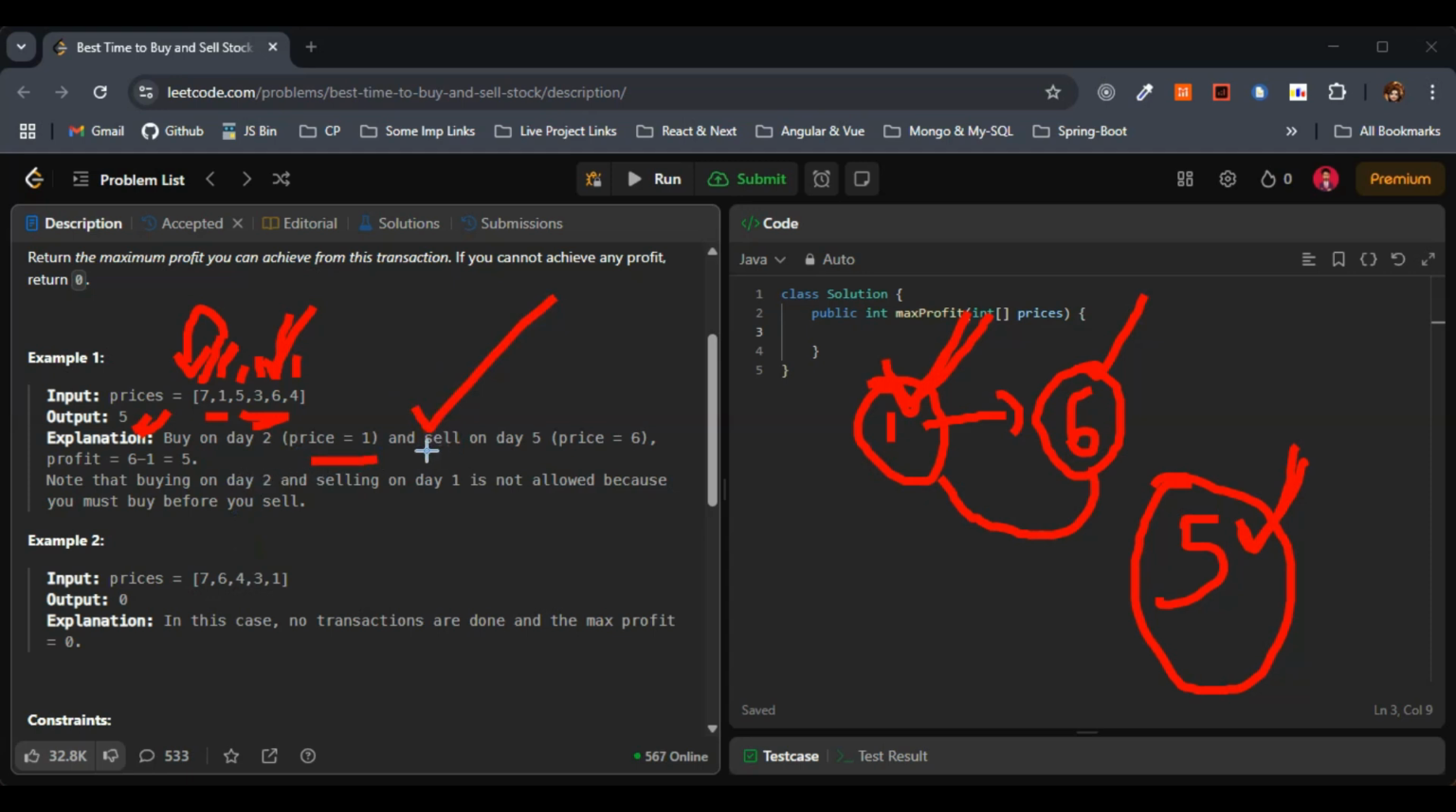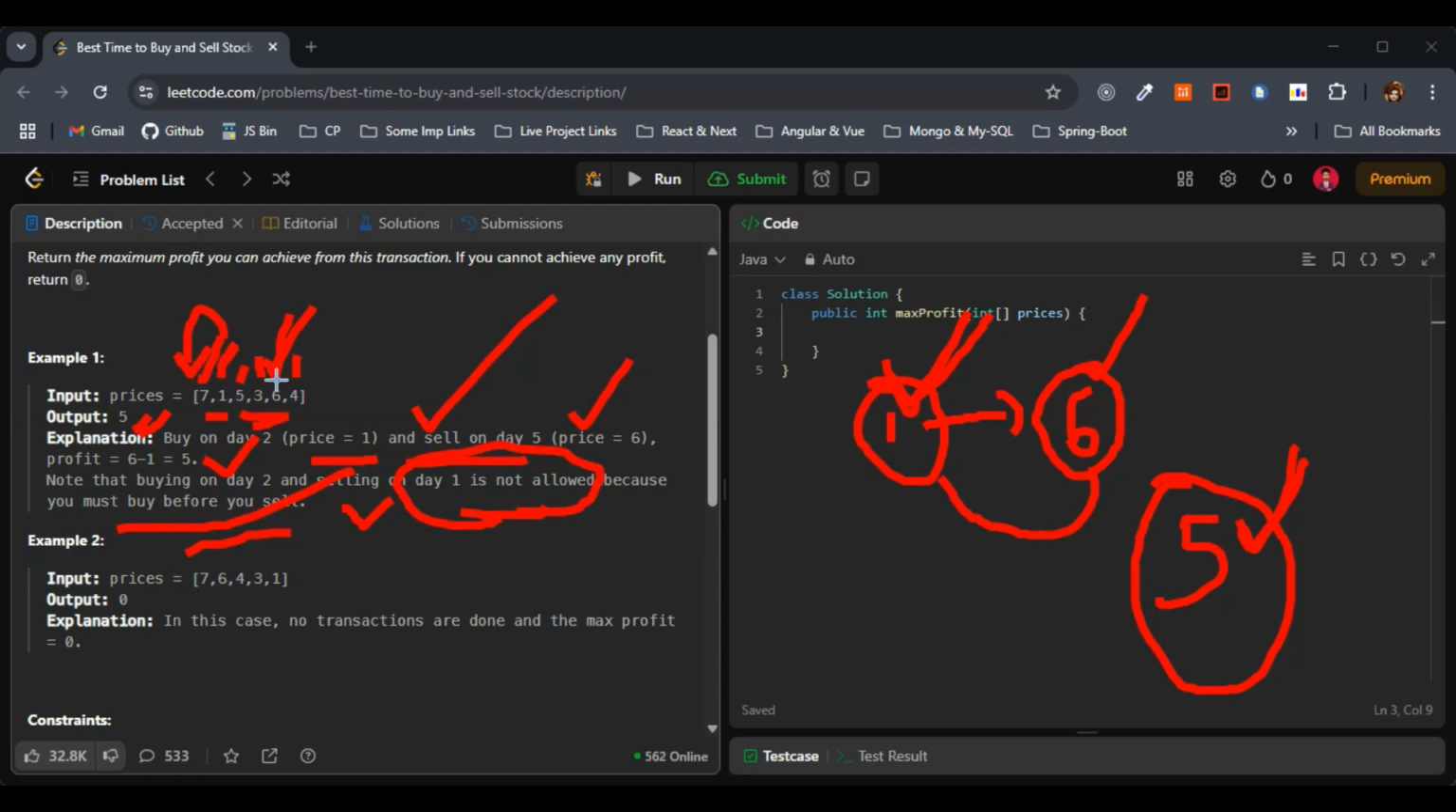That's what they have given in a simple sentence here: buy on day 2, price equals 1, and sell on day 5, price equals 6. Profit is 6 minus 1, nothing but 5. Note that buying on day 2 and selling on day 1 is not allowed, which we have discussed. Why is this not allowed? Because we must buy before we sell. So before selling the stock, we have to buy the stock.